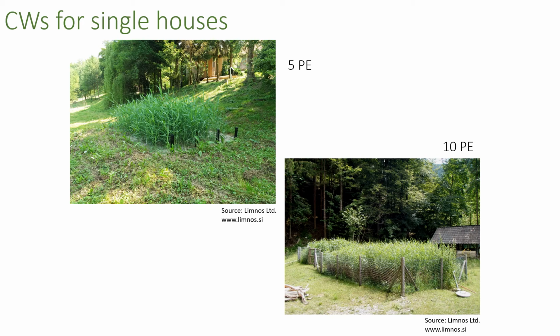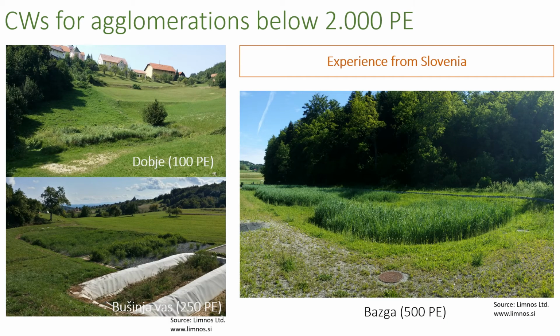Here is an example of constructed wetlands for single households. The shown systems enable secondary treatment. They remove BOD and COD. On this slide are presented constructed wetlands for small settlements from 100 PE to 500 PE. They are well incorporated into a landscape and they have very low operational and maintenance costs.